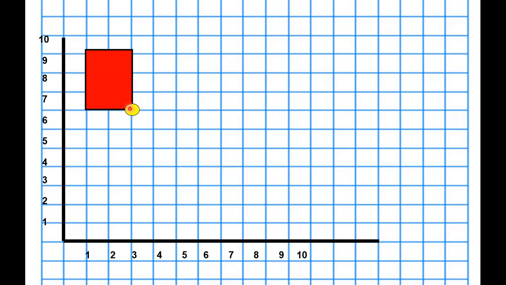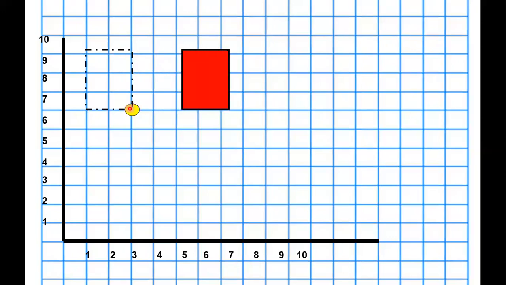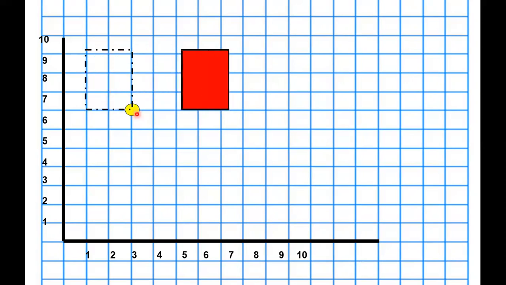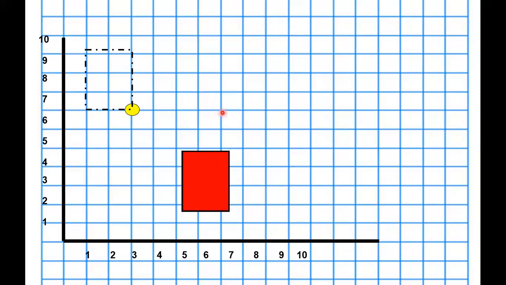Next. Now again, I put this one. This time we are going to write the translation, the direction. Let's see how many. It moved here. So how many? 1, 2, 3, 4. So 4 squares right. Okay, and then it was here, 1, 2, 3, 4, 5. And down 5 squares. So it is 4 squares right and 5 squares down.